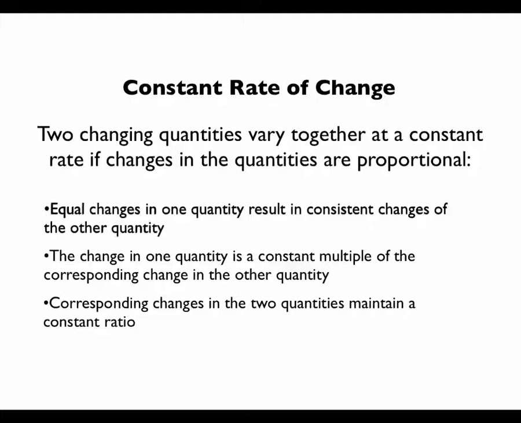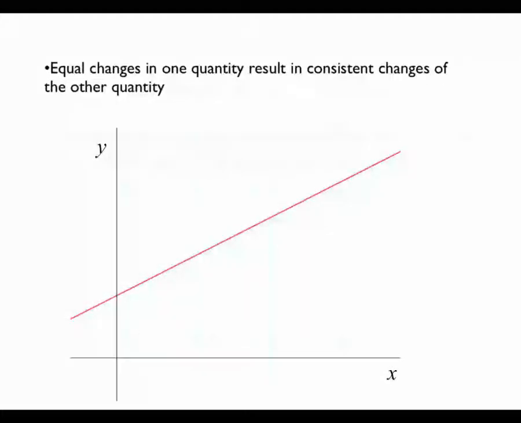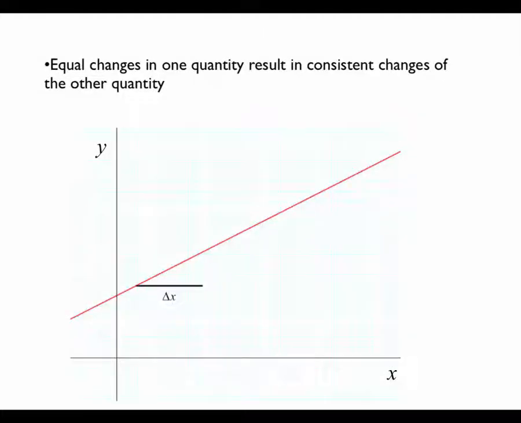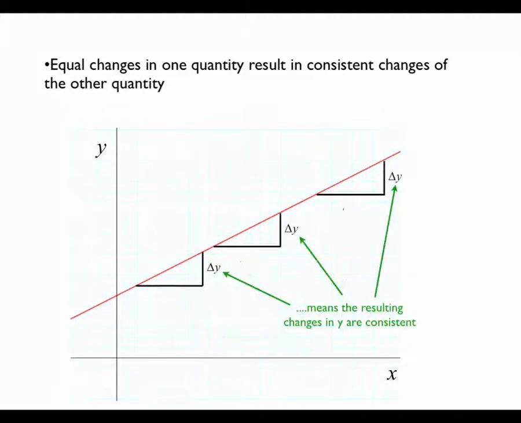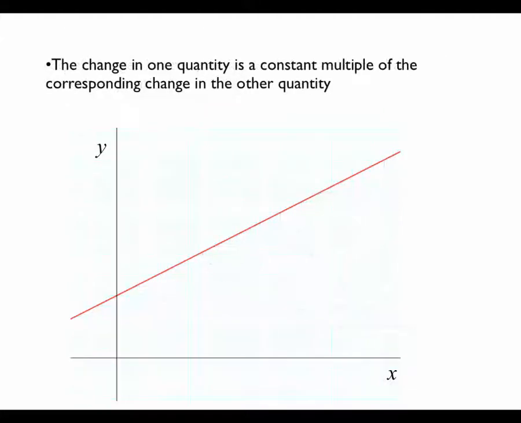So let's see what that looks like graphically. First one, equal changes in one quantity. So here's showing equal changes in one quantity result in a consistent change in y. Not the same as the delta x, but the same as each other, right? Consistent delta y. So that's one mathematical result of constant rate of change.